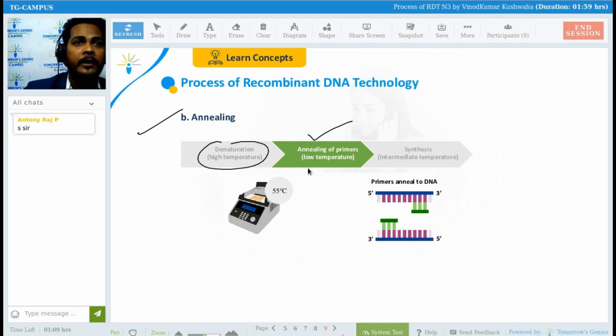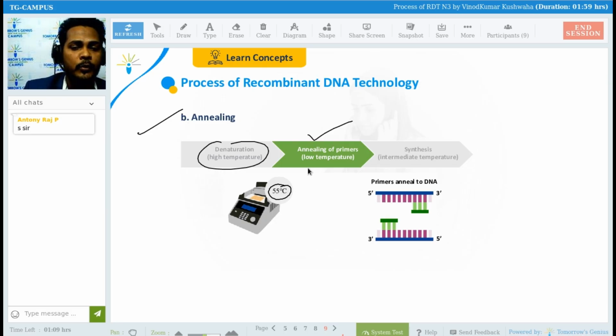You have to keep your temperature down. What should be the temperature? It should be near about 55 degrees Celsius. From 95 degrees Celsius, where the DNA becomes single stranded, you then keep the temperature down to near about 55 degrees Celsius. So after keeping the temperature at 55 degrees Celsius, what happened?